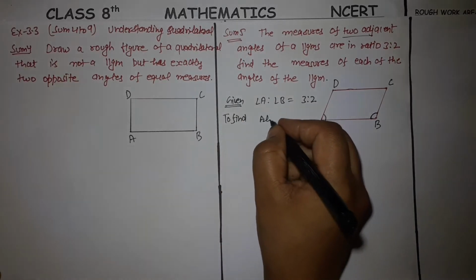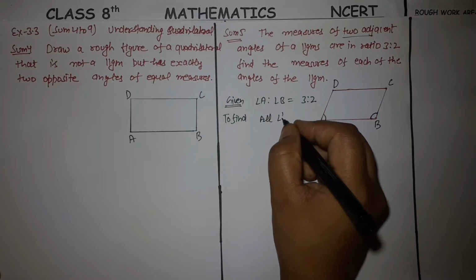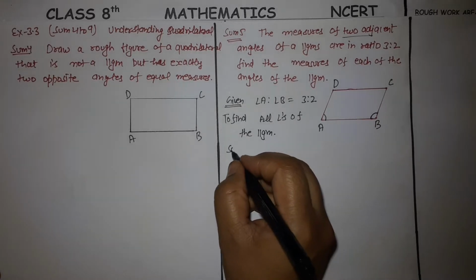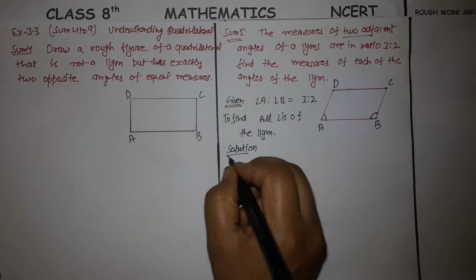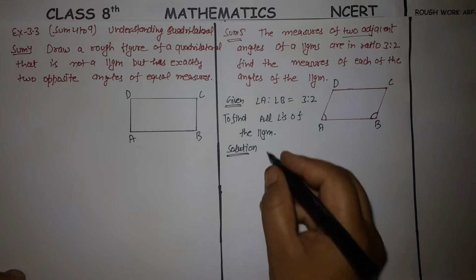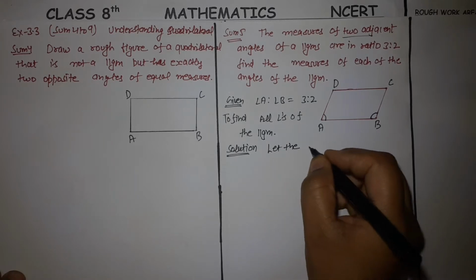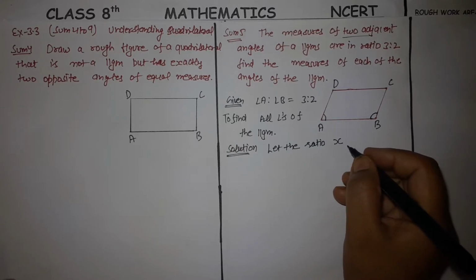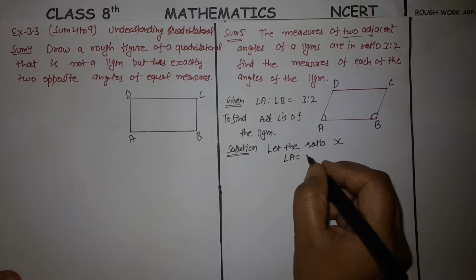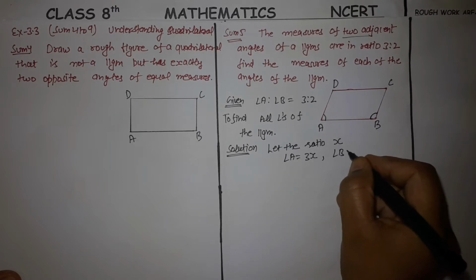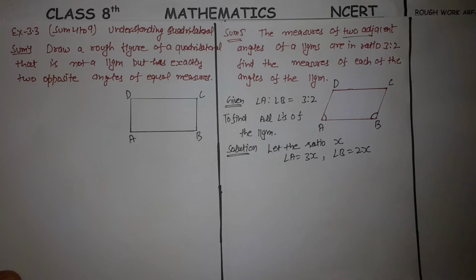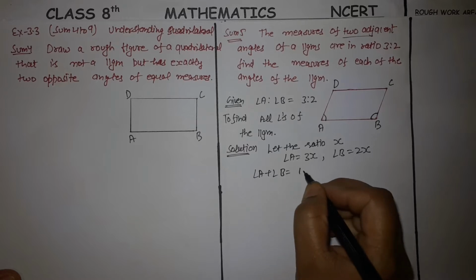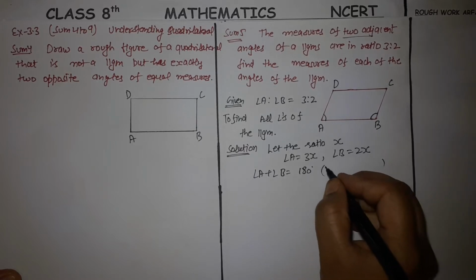To find all angles of the parallelogram. Solution. Let the ratio be x, then angle A is equal to 3x, angle B is equal to 2x. Sum, how much? 180. Give reason why it is.